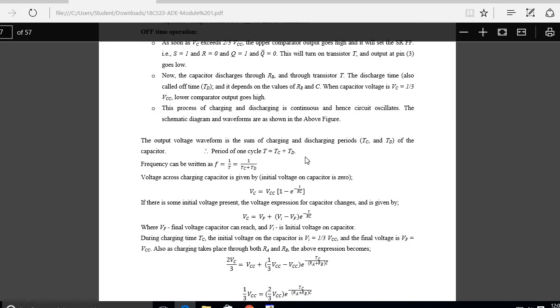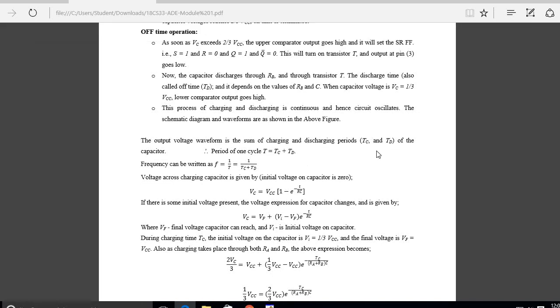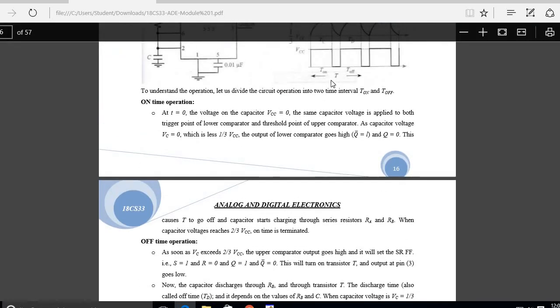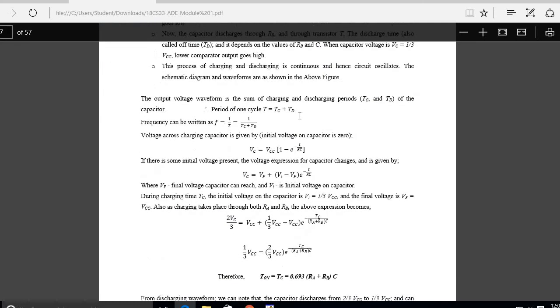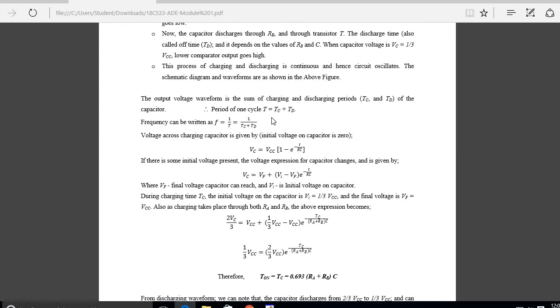The output voltage waveform is the sum of the charging and discharging periods TC and TD. See here in the waveform, the period of one cycle is T on plus T off. After combining both the on and off periods, we call it one time period. So T is equal to T on plus T off, that is, T is equal to TC plus TD.